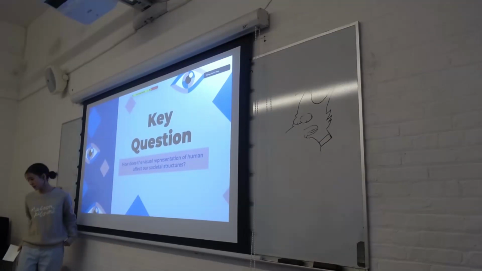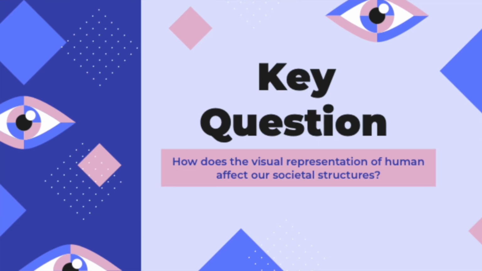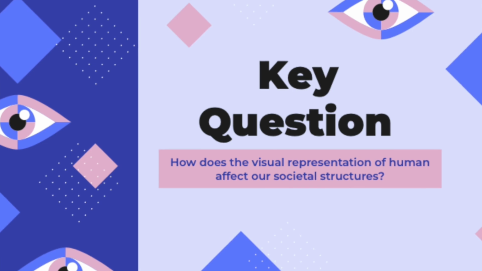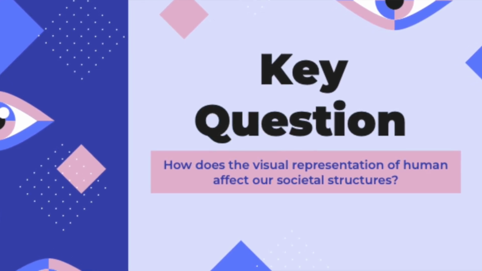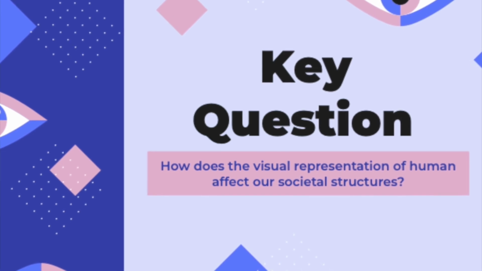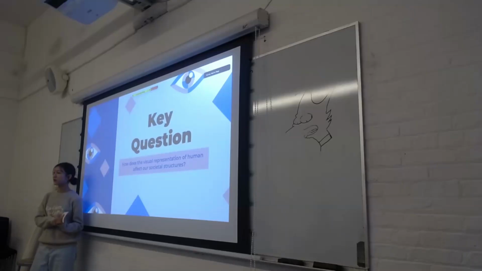The key question that I want to bring throughout the presentation is, how does the visual representation of the human affect societal structures? And I will go through in depth about the birth of commodification and commodification through visual representation and its relation to specifically art and politics in societal structures.